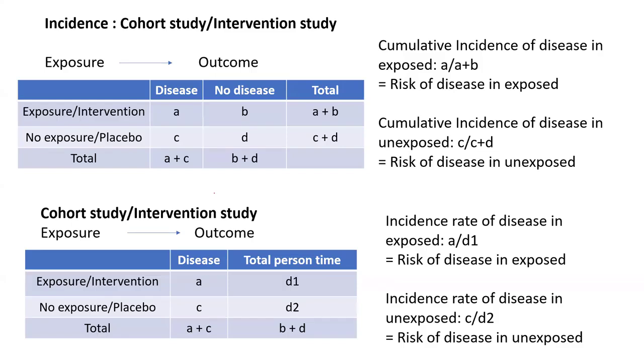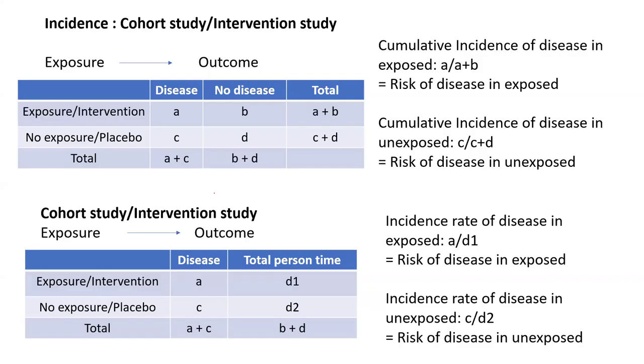For the numerators and denominators of cumulative incidence, you have the cases divided by the total number of individuals, both exposed and non-exposed. So the new cases occurring in those who are exposed and those not exposed give you the cumulative incidence in each group, and when you divide one by the other, you get the risk ratio.